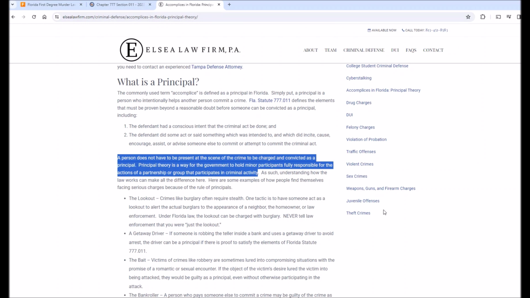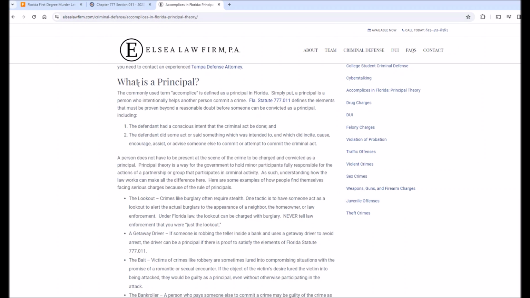So there we go. And so it says, what is a principal? An accomplice is defined in Florida law, and this is statute 777.011. And then right here, the defendant has a conscious intent to commit the criminal act. They all went in, they all planned this for months. Don't give any bullshit about him being under duress or anything. Nope, he was not. And the defendant did some act.